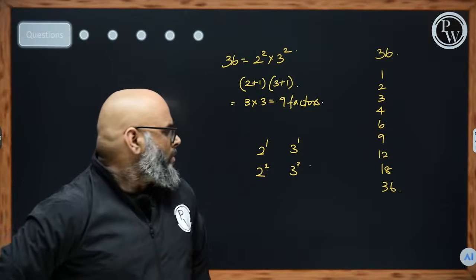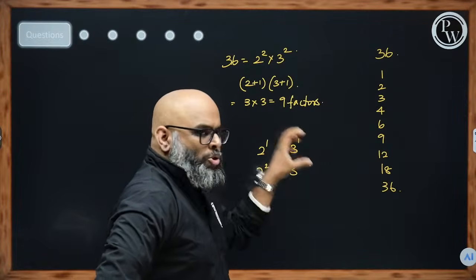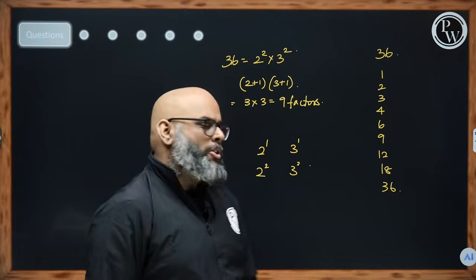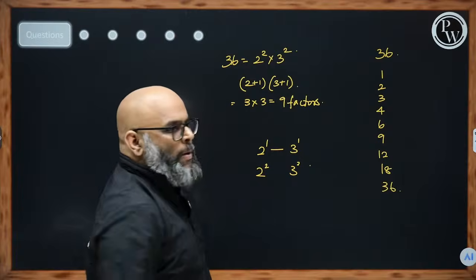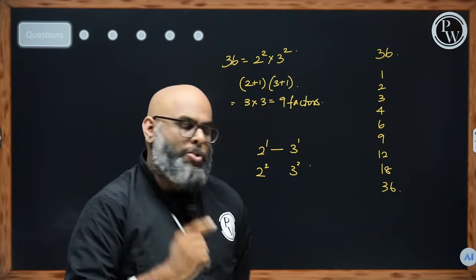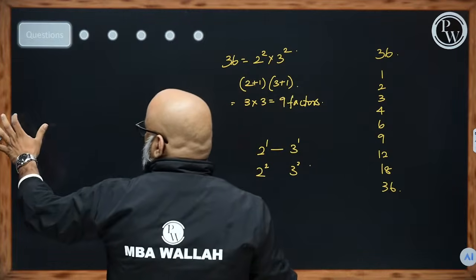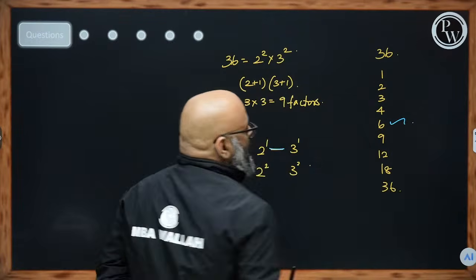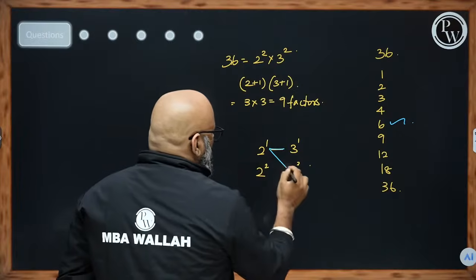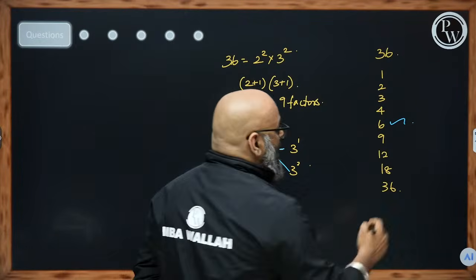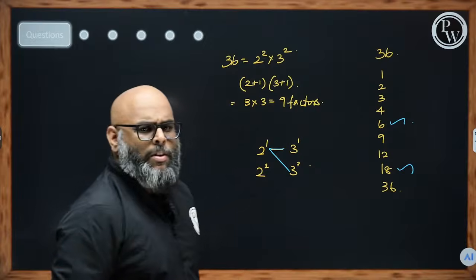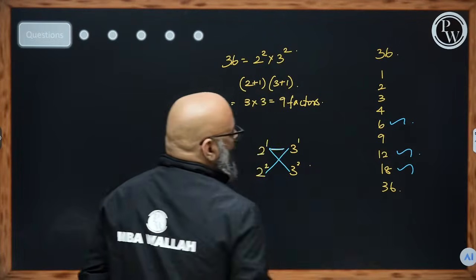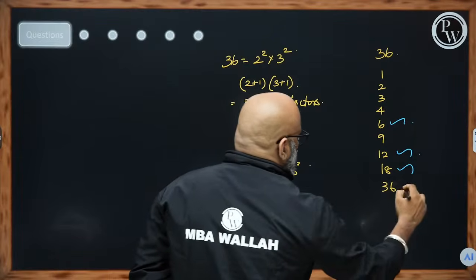Right? Any combination of the 2's and 3's here should also be a factor, right? So we'll do all the combinations now. What is 2 power 1 into 3 power 1? 2 power 1 into 3 power 1 is 6. Do we have a 6 here? Yes. 2 power 1 into 3 square? 9 into 2 is 18. Do we have an 18? Yes. 2 square into 3 power 1? 4 into 3 is 12. Do we have a 12? Yes. 2 square into 3 square is 36. Do we have a 36?